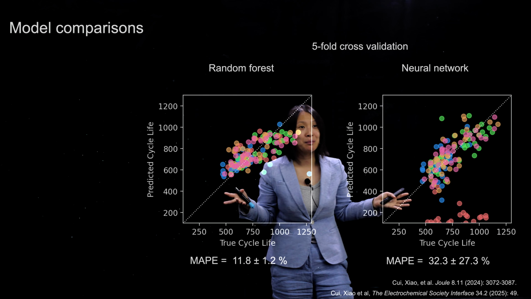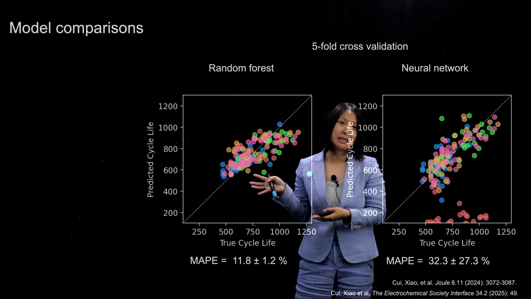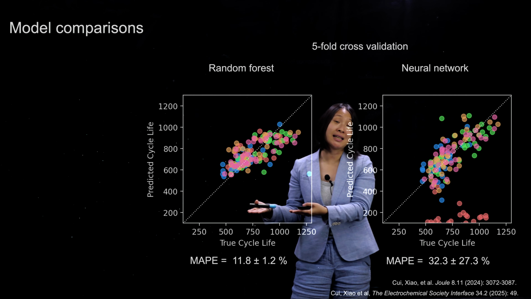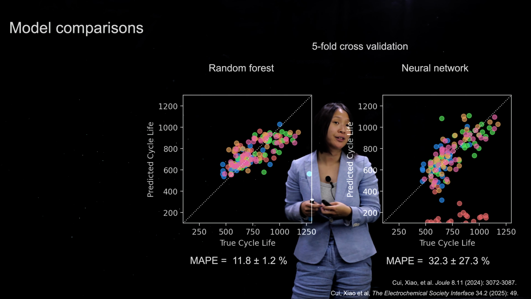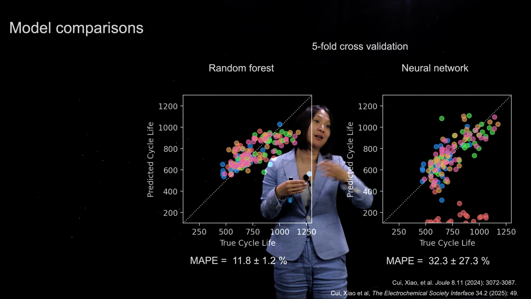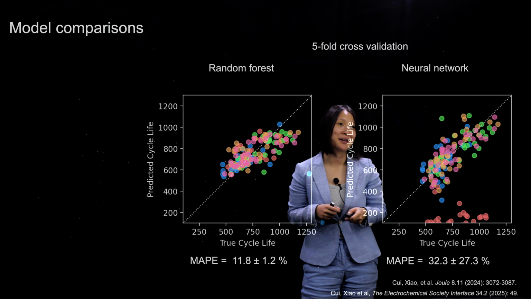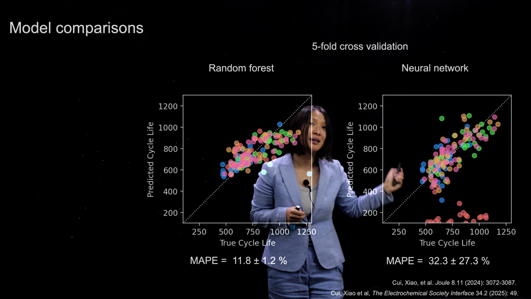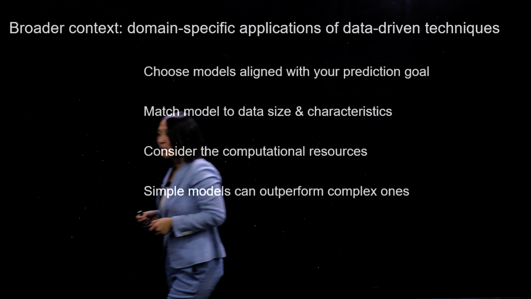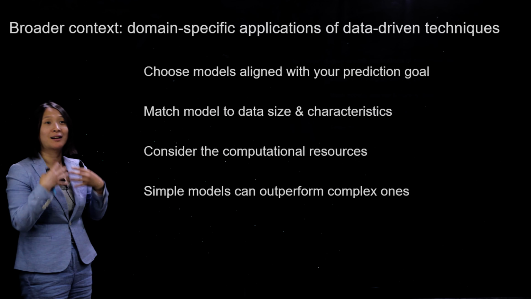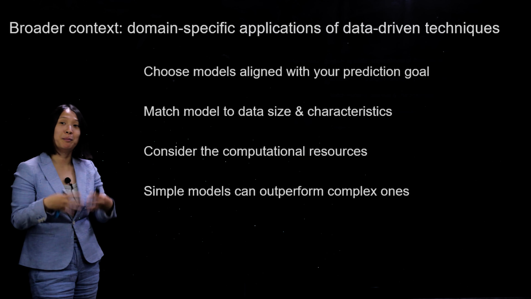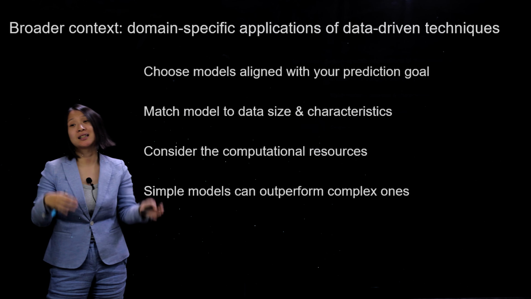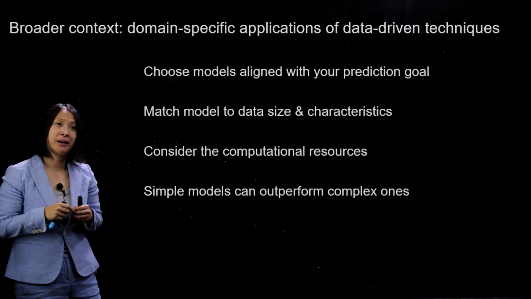So this is an example where we see a random forest model is pretty sufficient if we are satisfied with around 10% error in terms of predicting our cycle life from the diagnostic features in early cycling in this study. With that in mind, let's start to think a little bit about the broader context of how we apply machine learning to domain-specific applications, such as battery lifetime prediction.